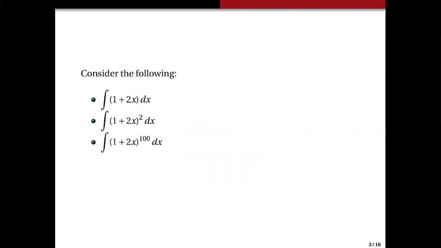But what if we have this, 1 plus 2x raised to 100? Are you going to expand this? That's a bad idea. Or what if we have the integral of sine x? We know this is negative cosine x plus c, correct? Using our formula. Is it negative cosine x or positive cosine x? So it's negative cosine x.